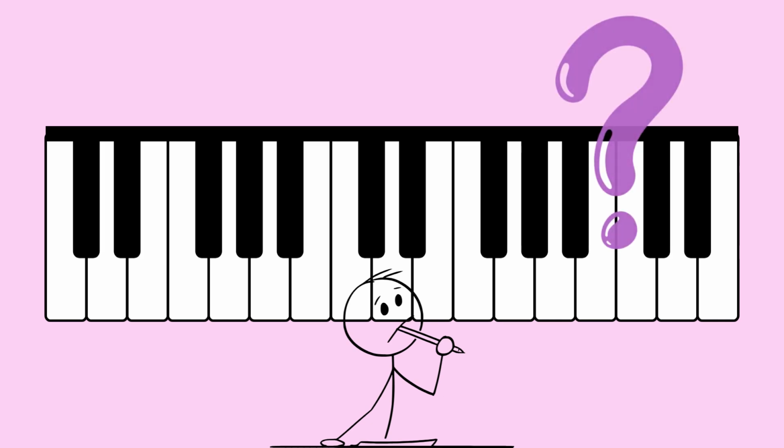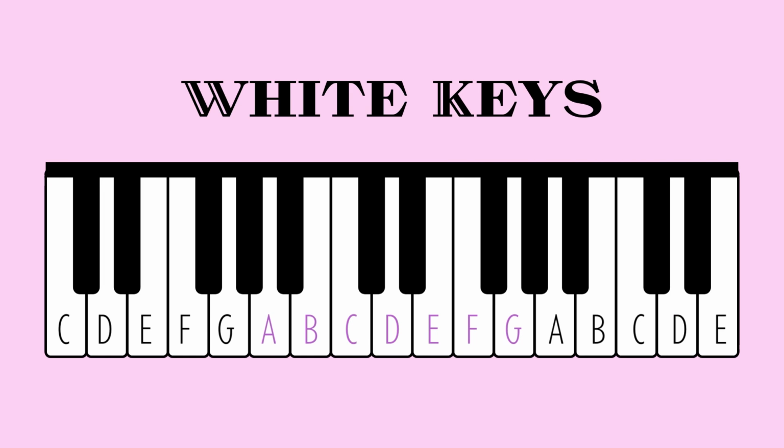Let's get started. Before we introduce black keys, let's quickly review what we've learned about the white keys. On a piano, the white keys are named using the musical alphabet A, B, C, D, E, F, and G. Once we reach G, the pattern repeats back to A.